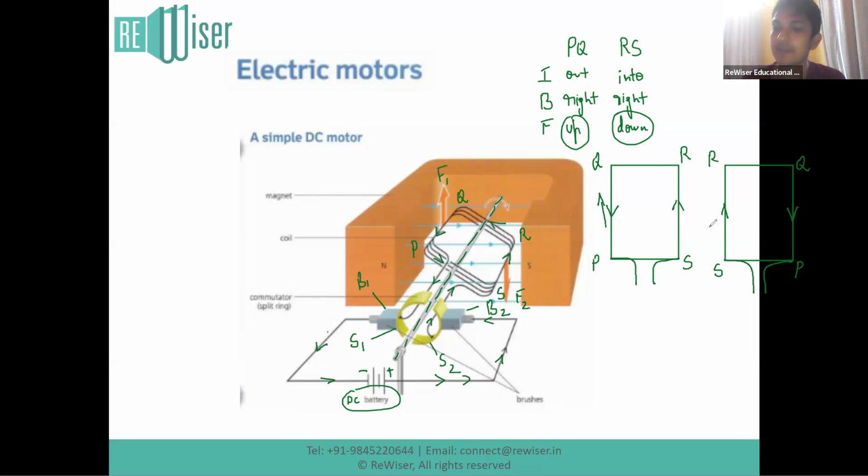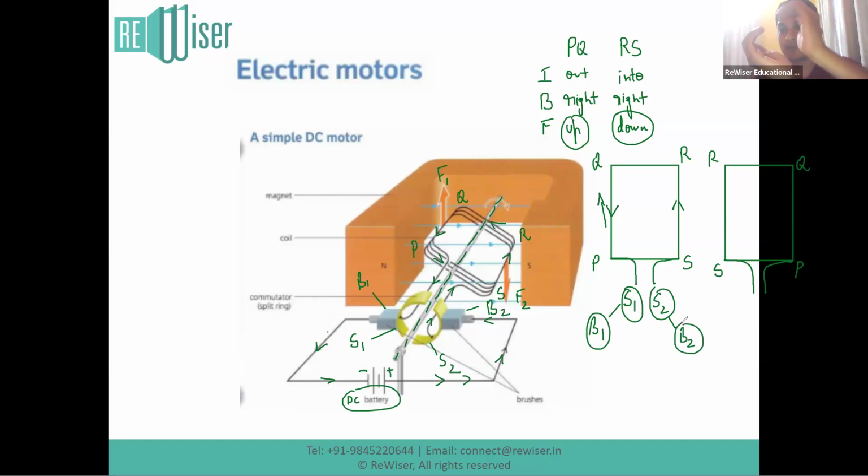Very simple. To make sure that occurs, what we do is use a commutator setup, which is a split ring with the carbon brush, to reverse the direction of current only inside the coil. How do we achieve that? Very simple. Notice during the first half of the rotation, split ring S1 will be connected to carbon brush B1 and split ring S2 will be connected to carbon brush B2. This is how the split rings are, S1, S2.